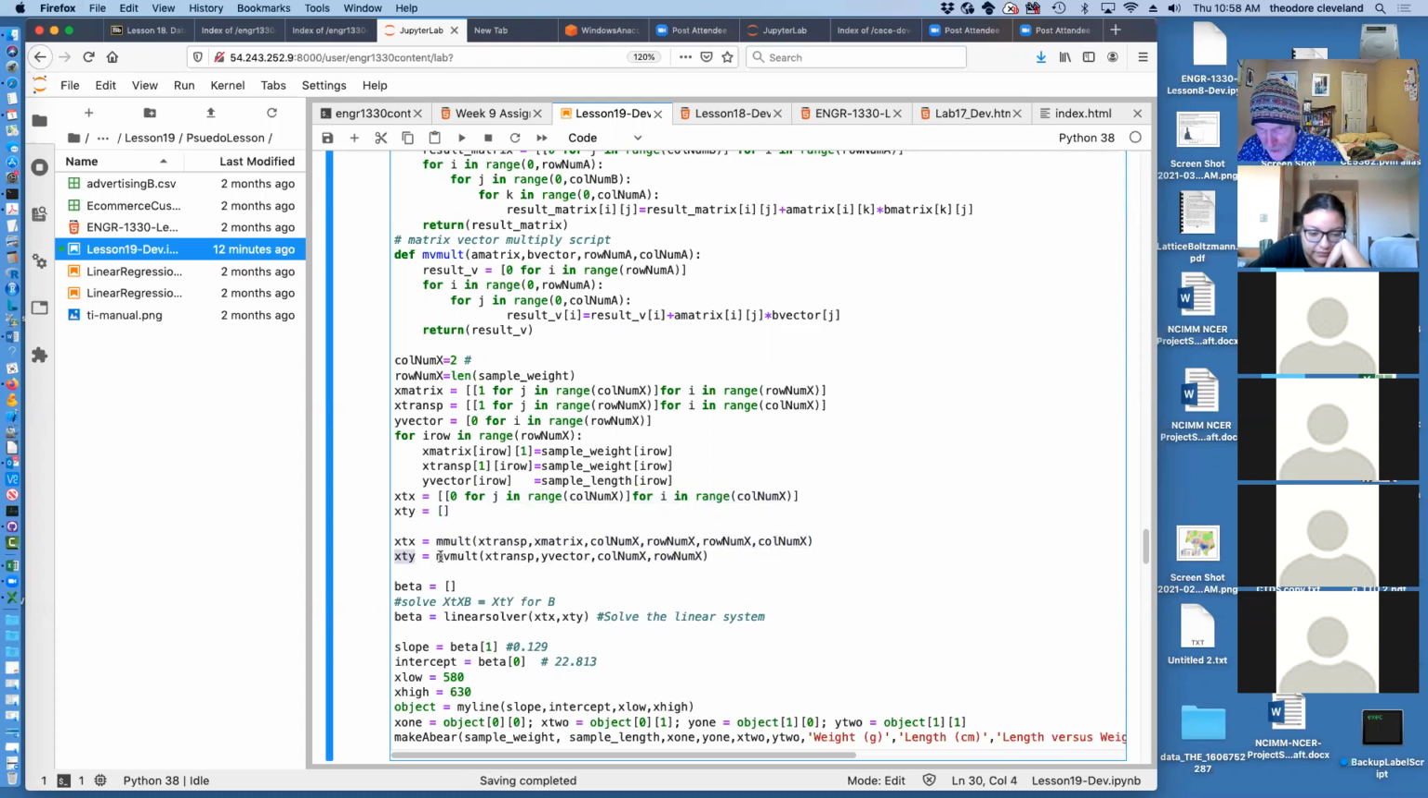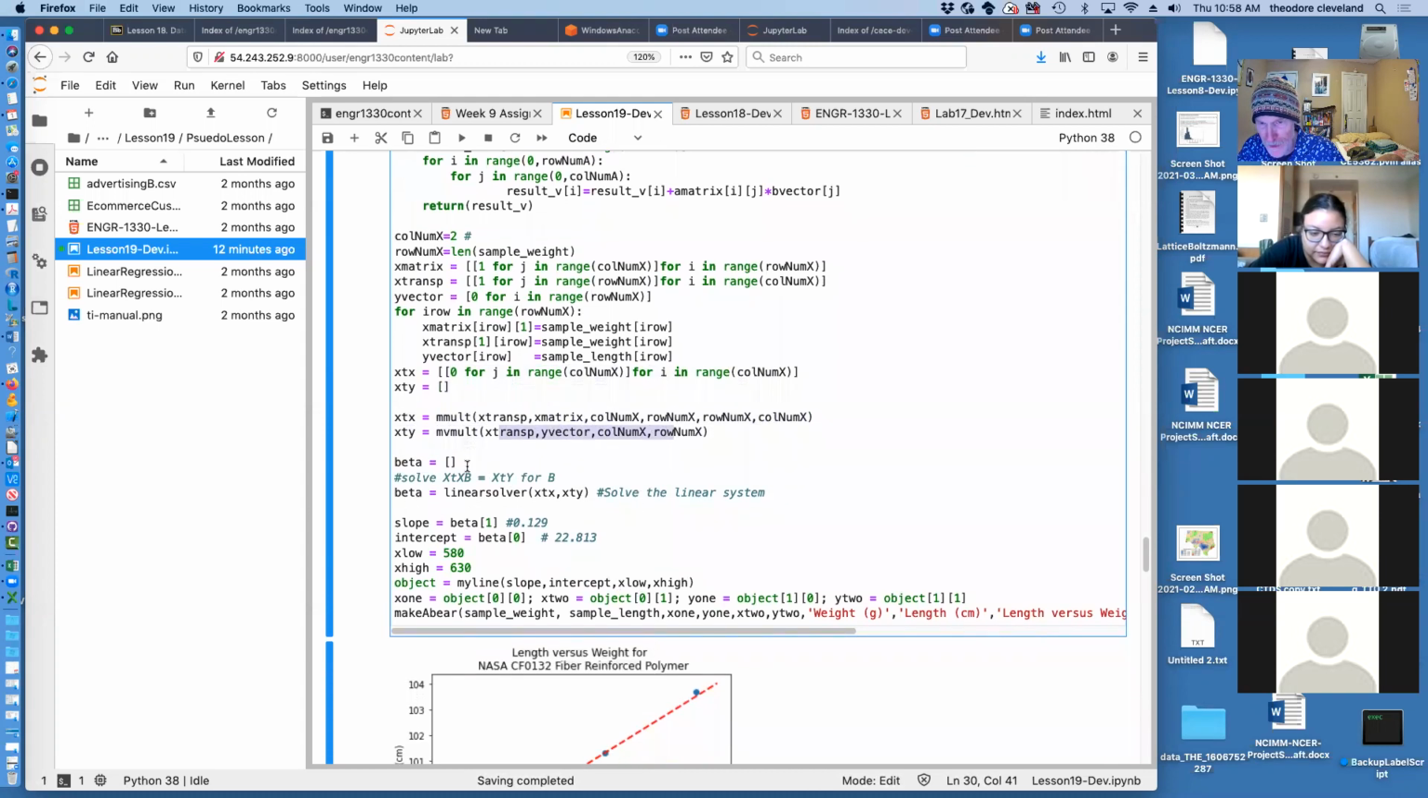X transpose Y is a matrix vector multiplication. We give it the necessary input. Now we're getting to our solution vector. And at this point, you're thinking, why do this? It seems like the normal equations are a lot easier. And I would agree at first glance that's so, but this thing is pretty useful for other stuff.